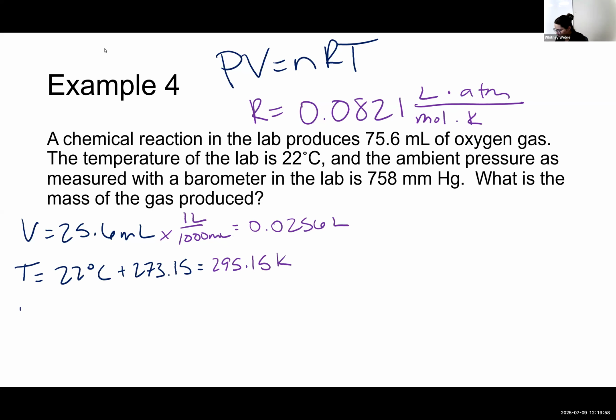And then pressure, 758 millimeters of mercury. If you're wondering where I'm getting this equivalent from, we had it last class. 1 atmosphere equals 760 torr, which is also equal to 760 millimeters of mercury.